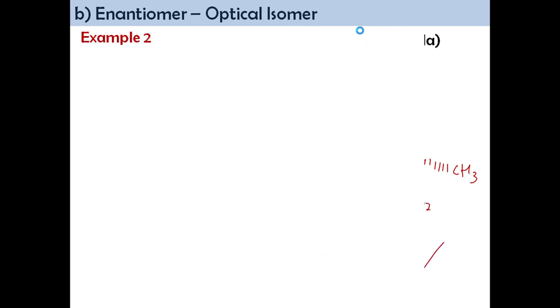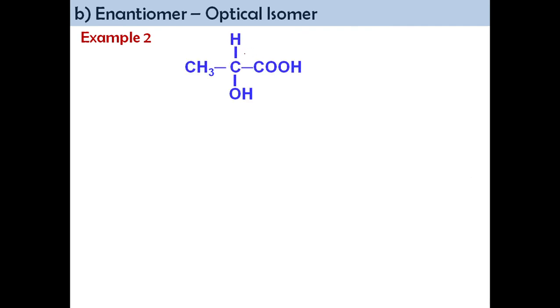Okay, so for example 2, this is our compound. Okay, this is the chirality center or chiral carbon. I want you to make the enantiomer for example 2. And then I will check this later. Okay.